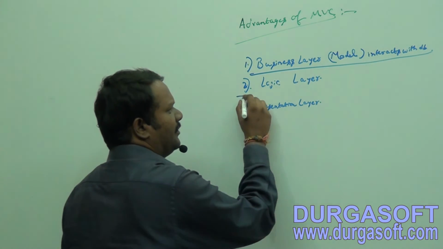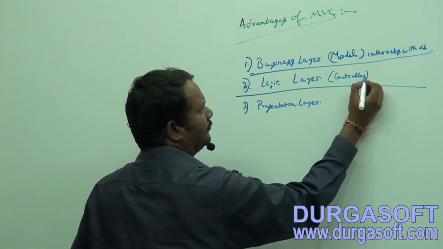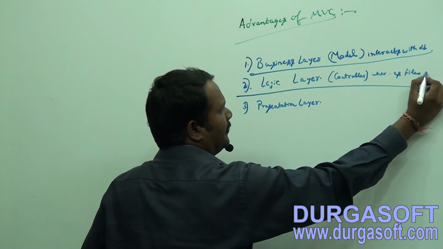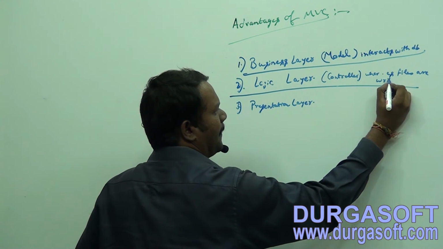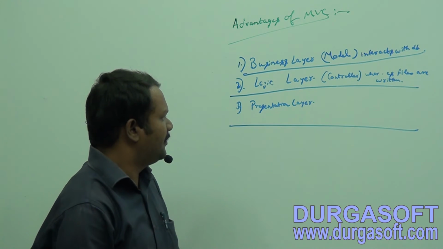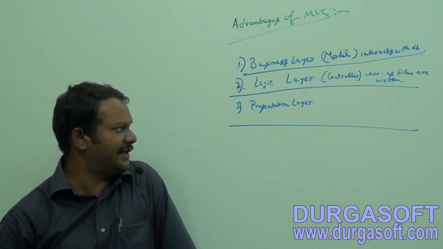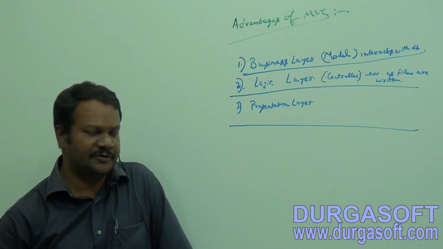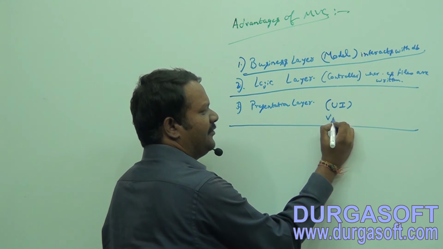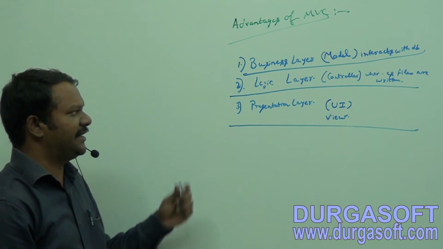Logic layer means where you will write the code: the controller, where .cs files are written. And presentation layer means the layer where you can present your user interface. You can display a view to the user. So this is nothing but our user interface or a view. We call it a view in MVC. We can design a view to show our data.